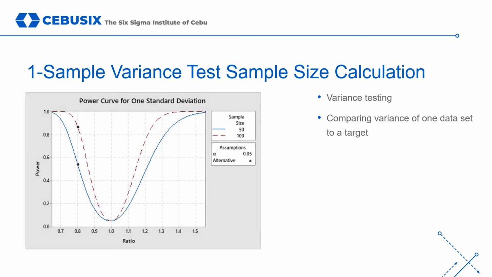As was with the two-sample variance test, the one-sample variance test formula is also extremely complicated. Therefore, it is best not covering the manual calculation here and just suggest that you use Minitab or another statistical software program. The one-sample variance test is for testing variance, and it is used to compare the variance from a single dataset against a target.